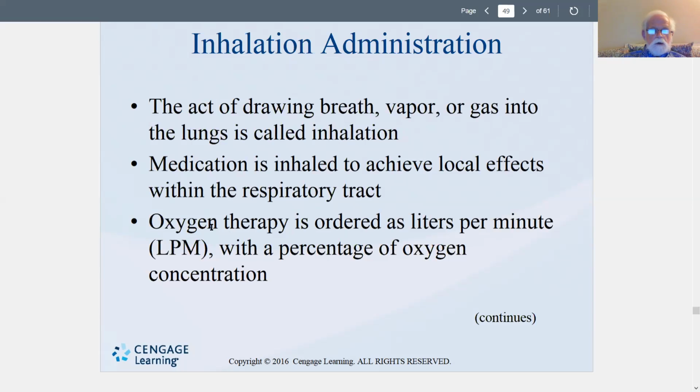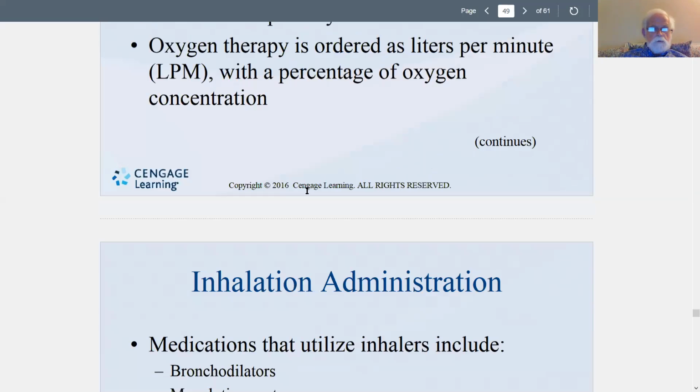Oxygen is the most common inhaled gas that we use, and usually you'll see it described as liters per minute that they go in. A liter is about a quart, with a high oxygen concentration. We have concentrators, and then we have oxygen bottles that we can source the oxygen from.